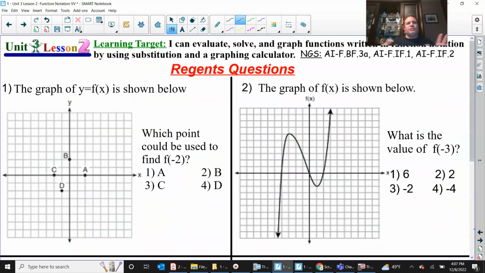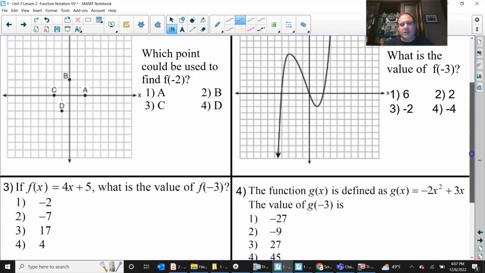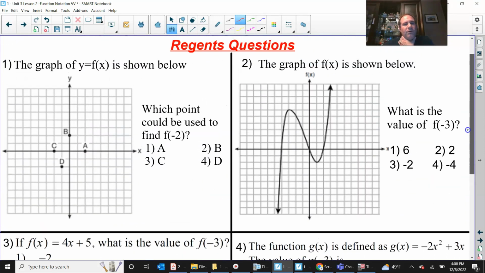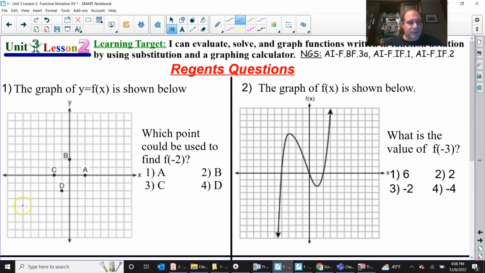All right, here are 2 regions questions. Give them a try. And I think there's 2 more on the bottom. So go ahead, there's 5. Do all 5, and then we'll come back and discuss how you get these answers, and we'll see if you're correct. All right, try these problems. Press pause now.